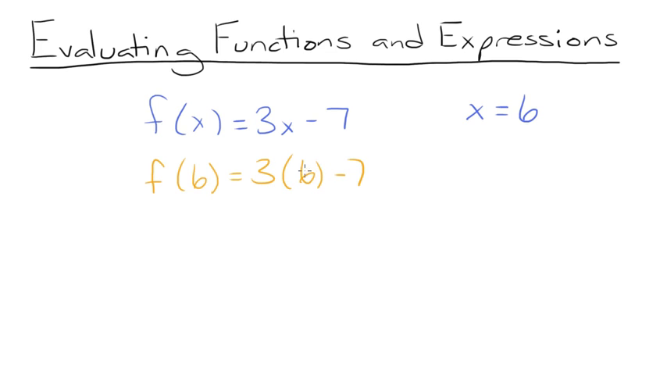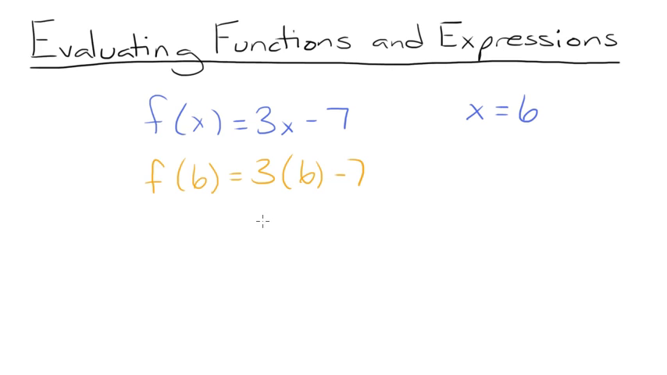We know that we need to multiply these two numbers. So here we have 3 times 6 minus 7. Now, we were asked to evaluate the function at x equals 6. When written in function notation like this, all we need to do is solve for f of 6. So we just need to simplify the right side of this equation.